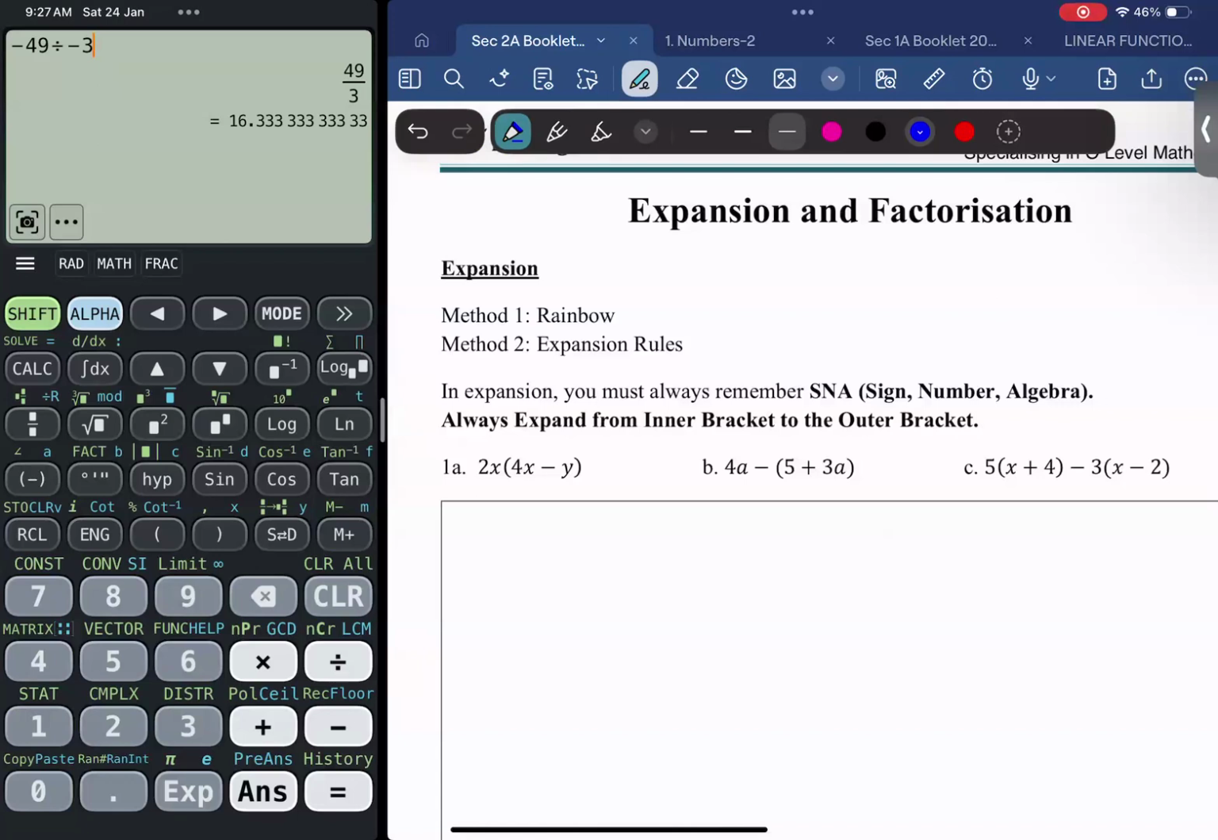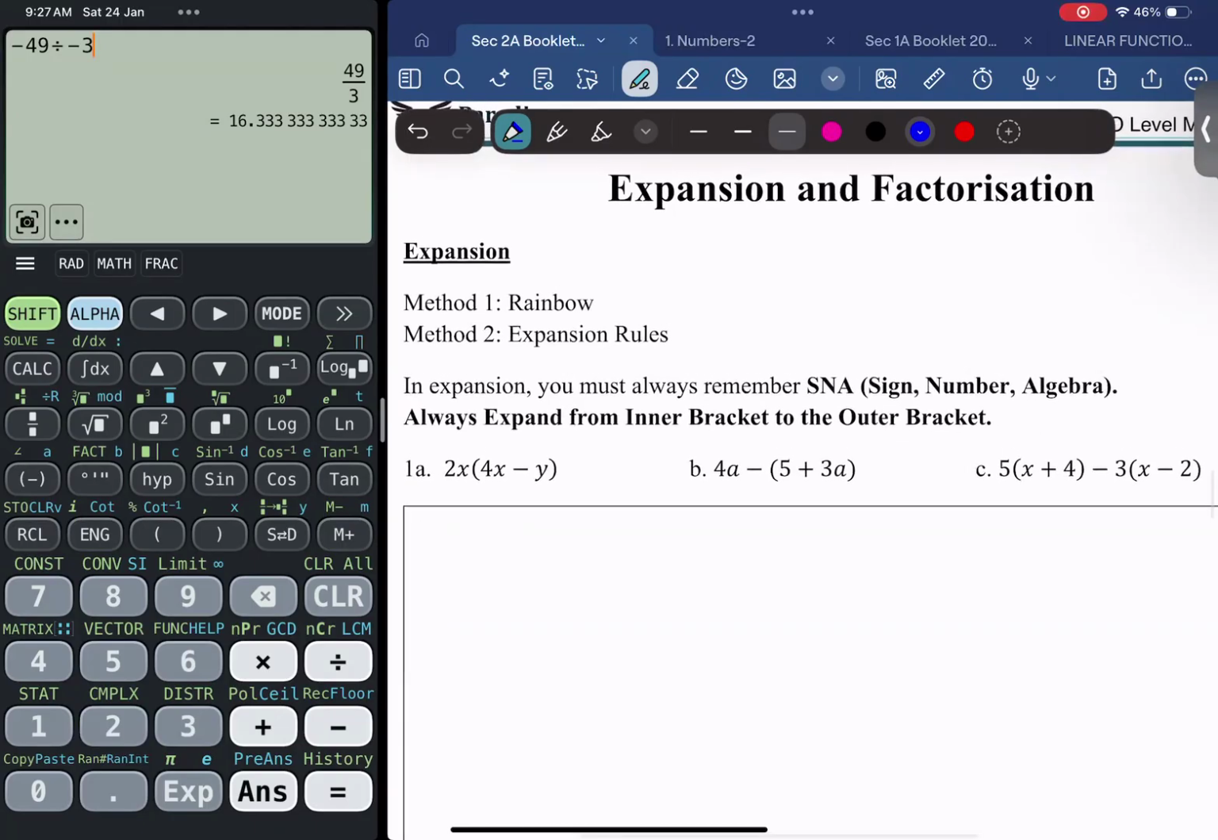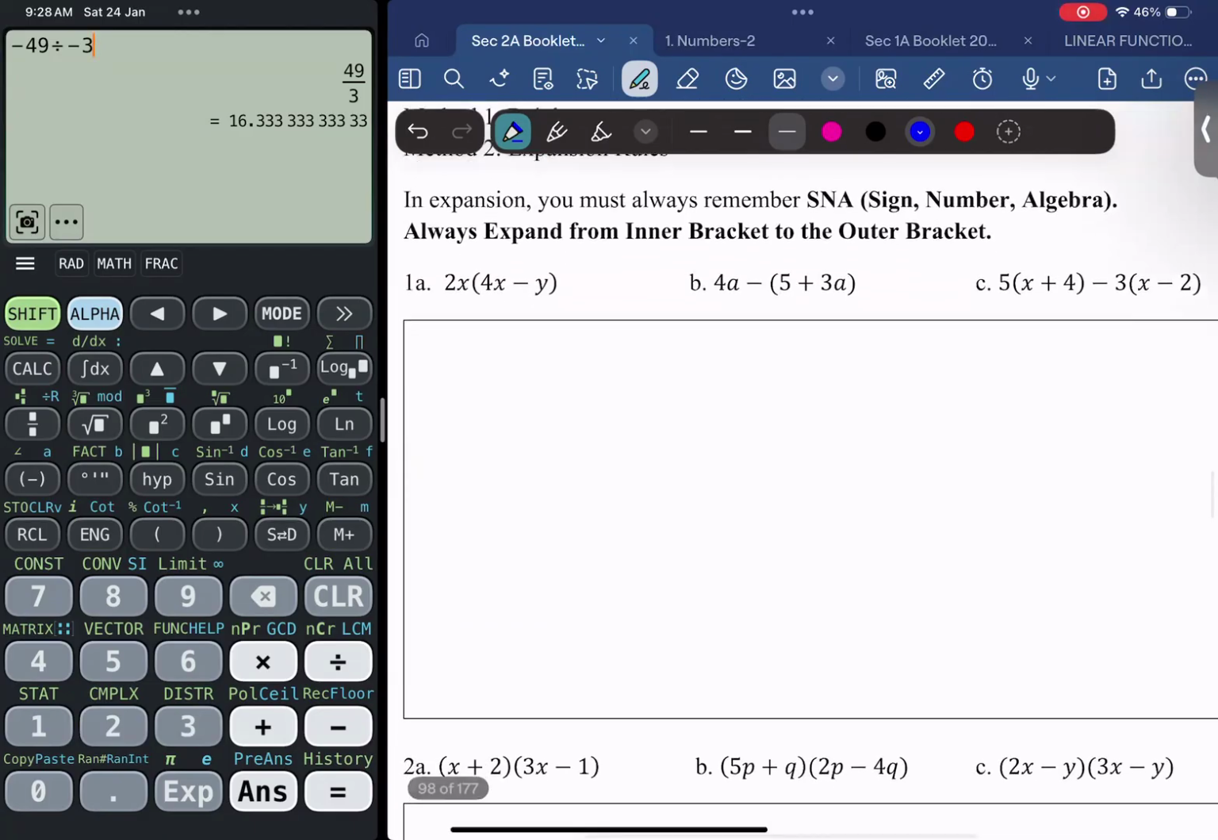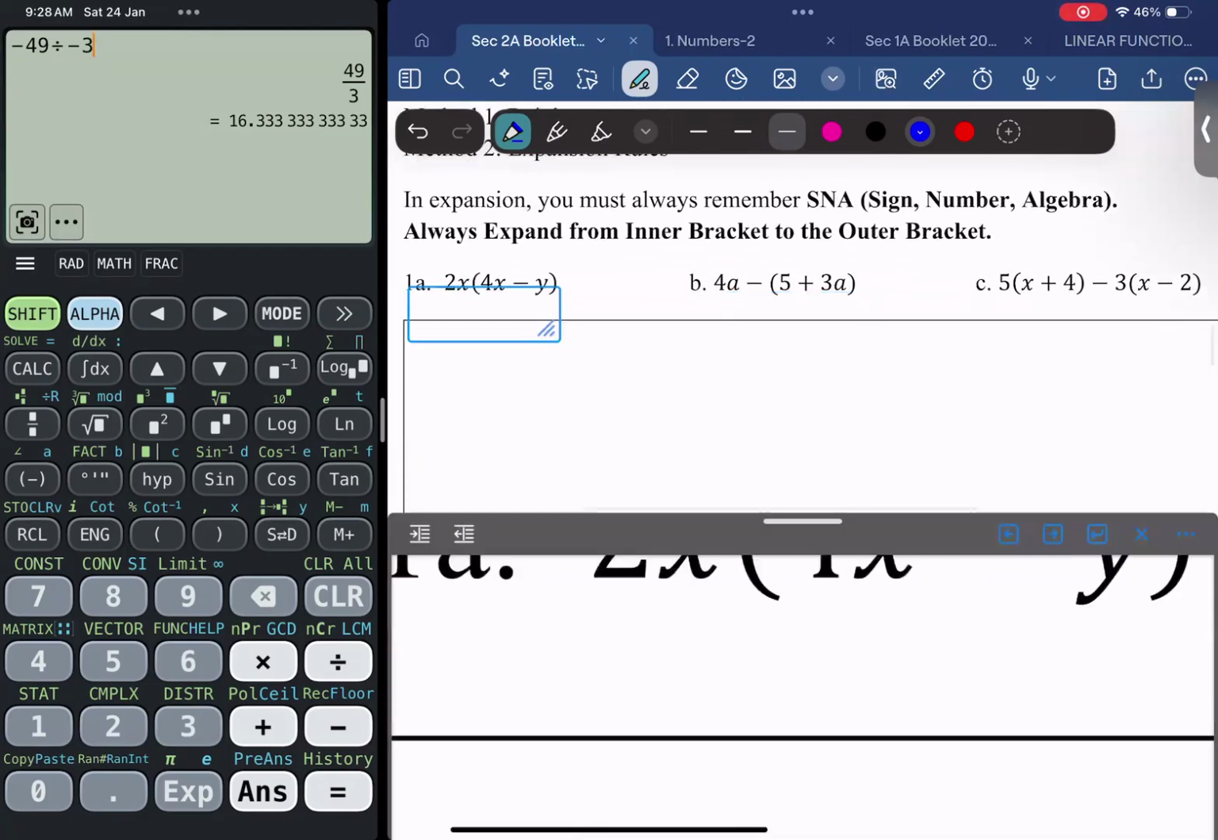Next one, expansion and factorization. Do you still remember your expansion? I think you all do, because we have been doing the changing of subjects and we did a lot of expansion. So just recap in case some people forget. Method 1 is our rainbow method. Method 2 is the expansion rules.